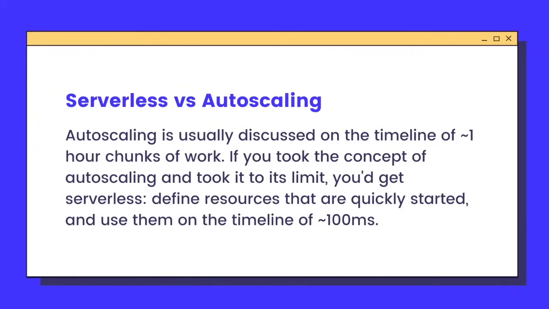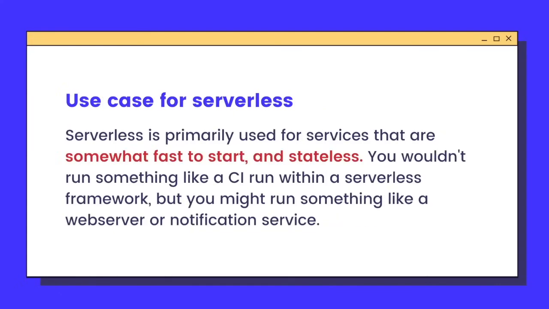It's almost like taking autoscaling, so provisioning resources as they're required, and doing it very quickly on very small time intervals. Serverless is primarily used for services that are somewhat fast to start and stateless. You wouldn't run something like a CI job or CI run within a serverless framework, but you might run something like a web server or notification service.